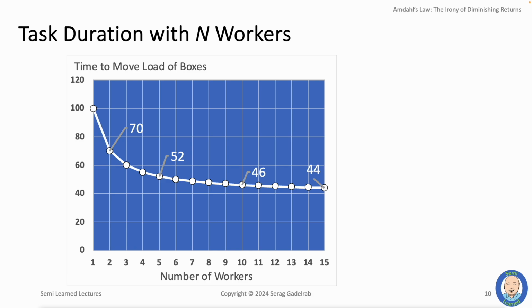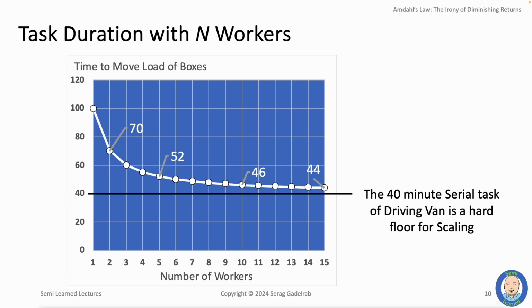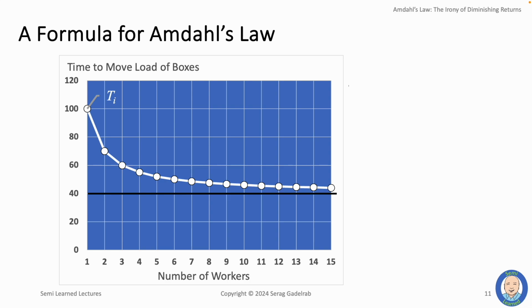Apart from being a great demonstration of the law of diminishing returns, this example gives us a very important conclusion of Amdahl's Law. The 40-minute drive of the van, that is the serial portion of the problem, sets a floor for the minimum duration that we could ever achieve, no matter how many workers we add to the parallel portion of the task.